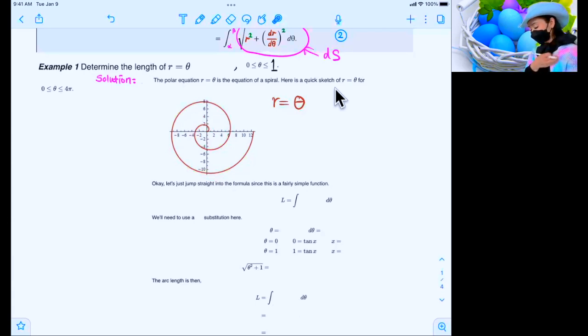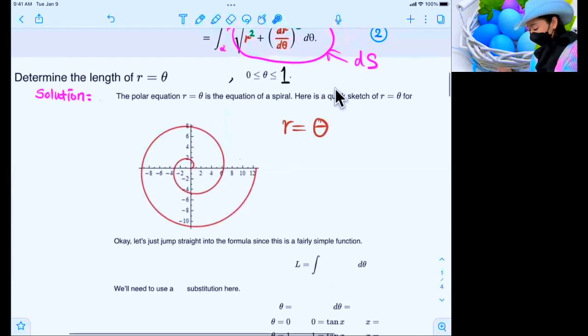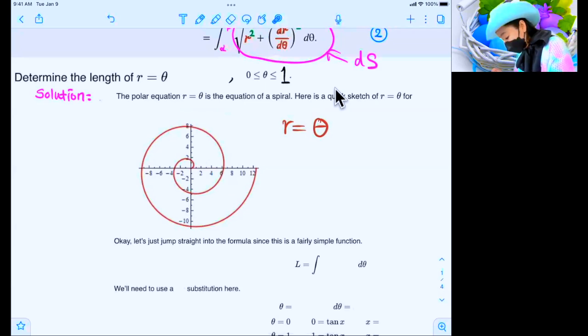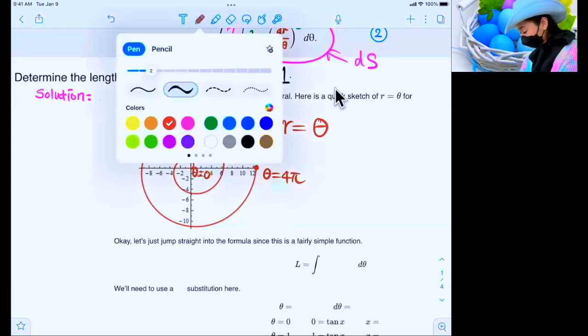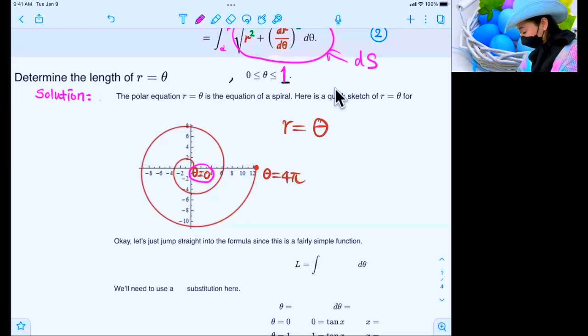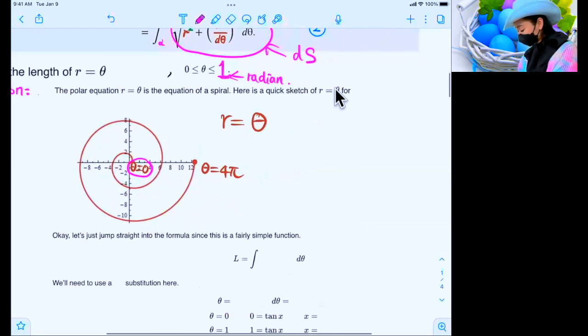Now, what are we going to do? We're going to find the arc length when theta goes from 0 to 1. Yeah, this one here is 4 pi. In this case, theta equal to 0 is over here, and then it ends over here, theta equal to 4 pi. But we're not finding the arc length from 0 to 4 pi. Instead, I'm looking for the arc length from 0 but ending at 1. This is a radian. Radian one, how large is the angle?